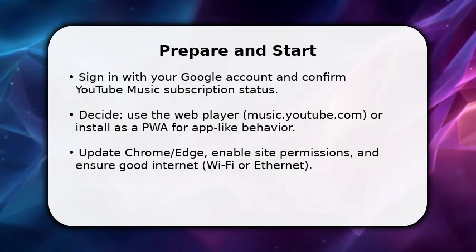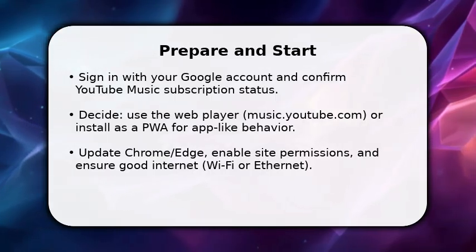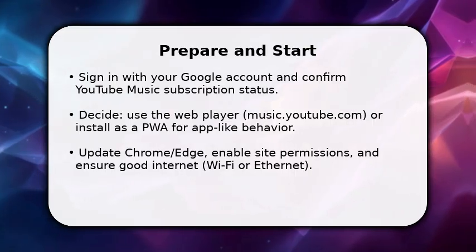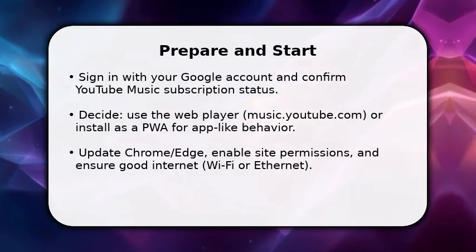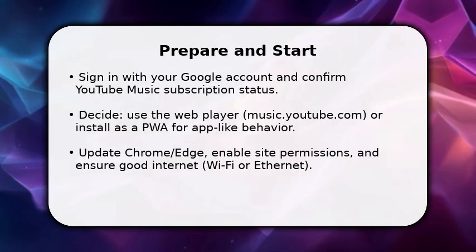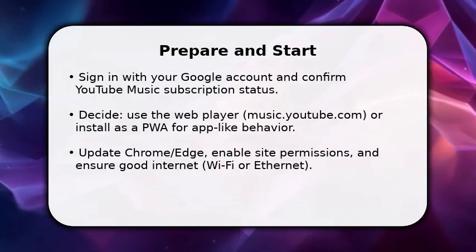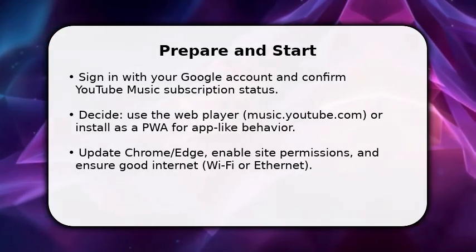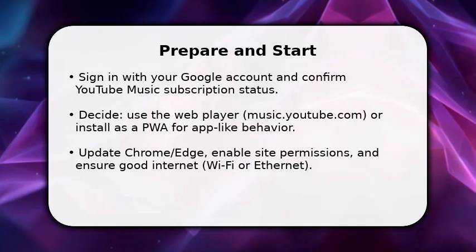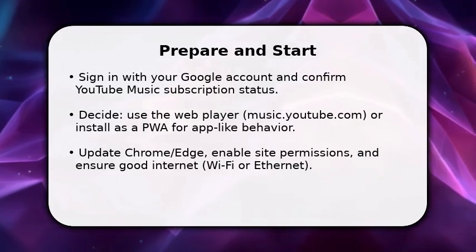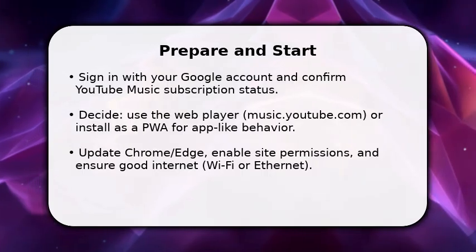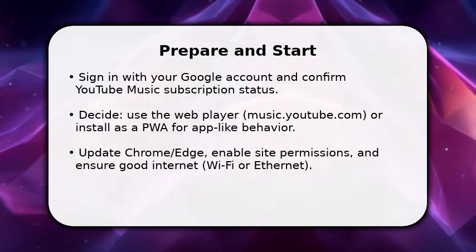You're starting with what matters. Sign into your Google account and confirm you can access YouTube Music. Once done, pick the delivery method: use the web player for immediate access, or install the site as a progressive web app to get windowed controls and a taskbar icon. Make sure your browser is updated, allow site notifications if you want media controls, and confirm your network is stable. That way you avoid wasted steps and jump straight into using the service.